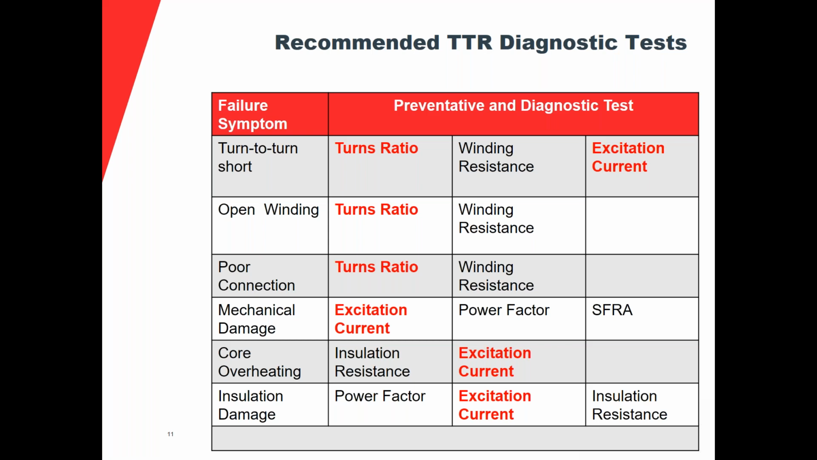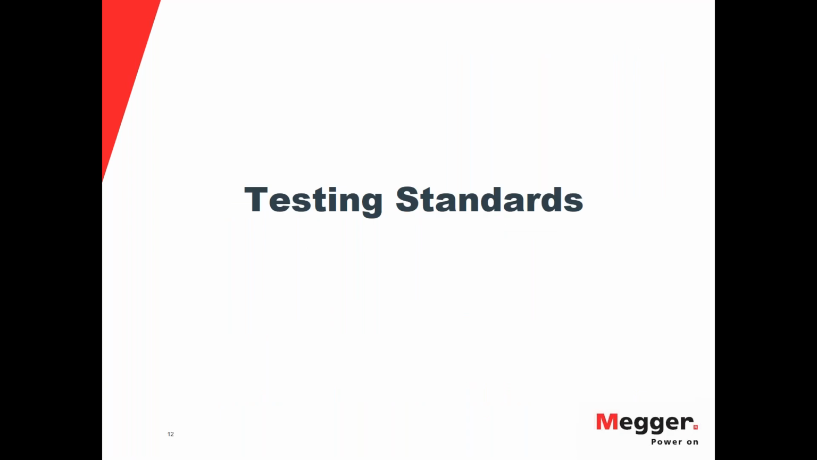And so again, we're focusing on TTR, so everything that we're going to be looking at today is highlighted in red here. Everything from poor connections, core overheating, insulation damage. We can gather some of that information based on the TTR results, based on the excitation current as well as the ratio. So, testing standards.